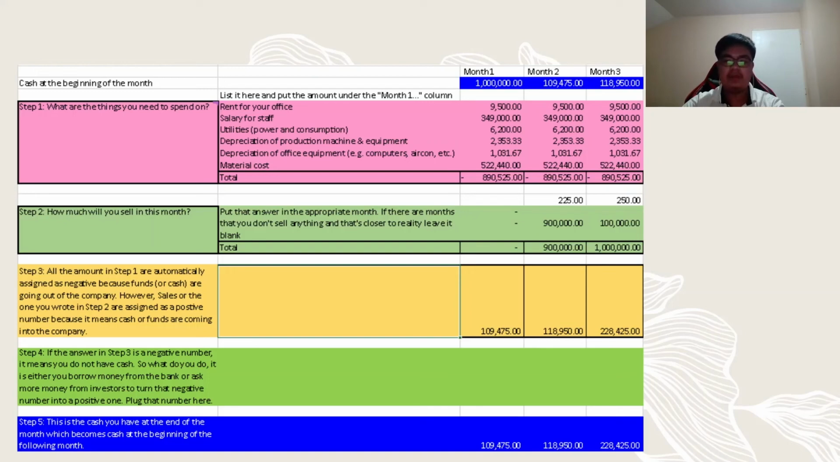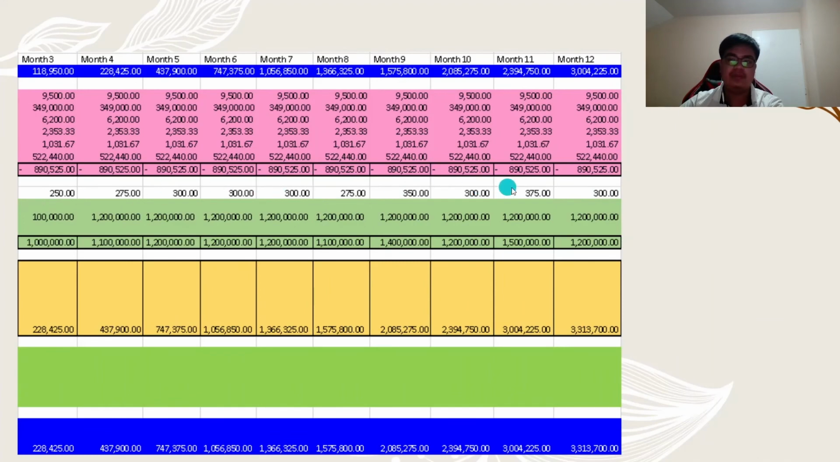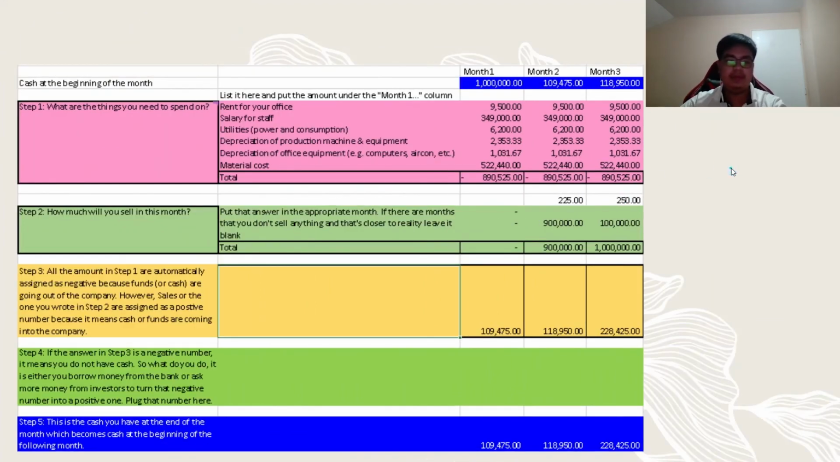And here, the second month, we will now be selling our product to our buyers, but of course, not all months are bad months or good months, so it's different in every month. So our company can make 300 units of our product every month. So for the second month, we sold 225 units. For the third month, we have 250 units sold, and this goes on to the 12th month. For step 3, we can see the funds that are coming through the company. This is here.